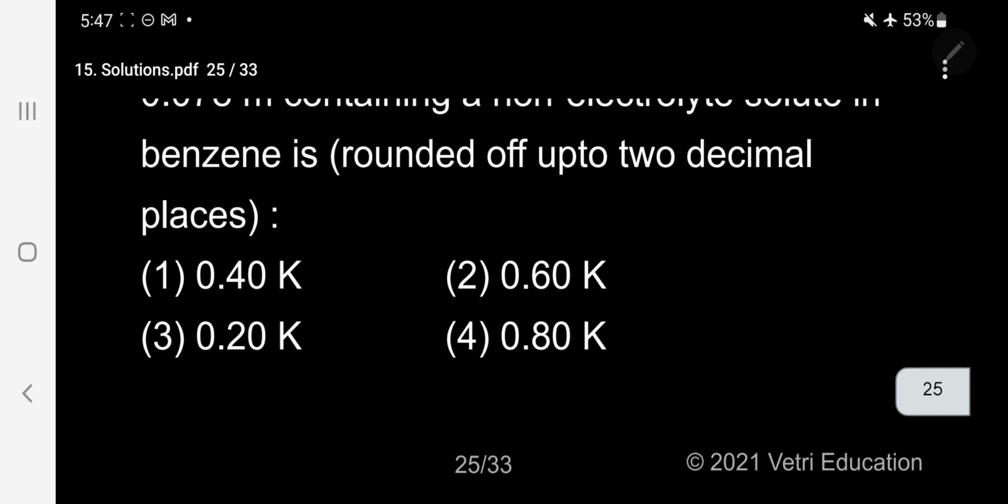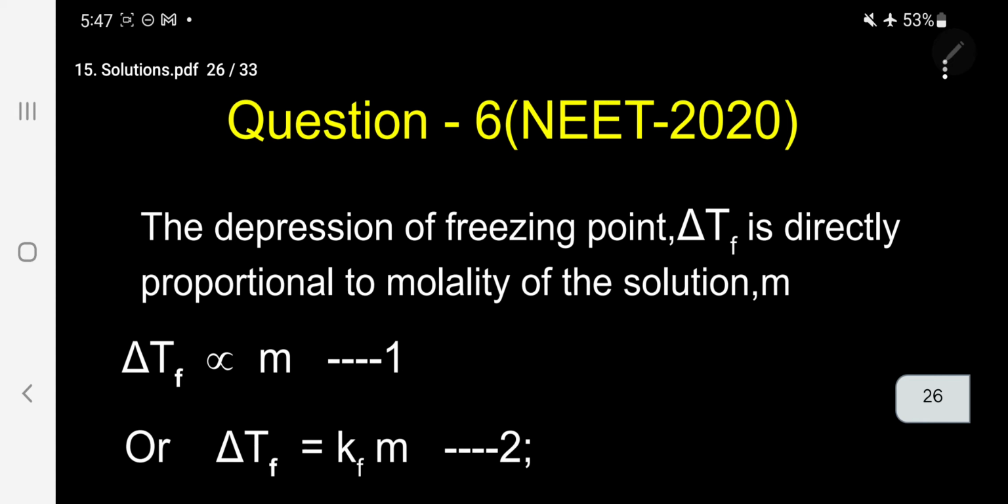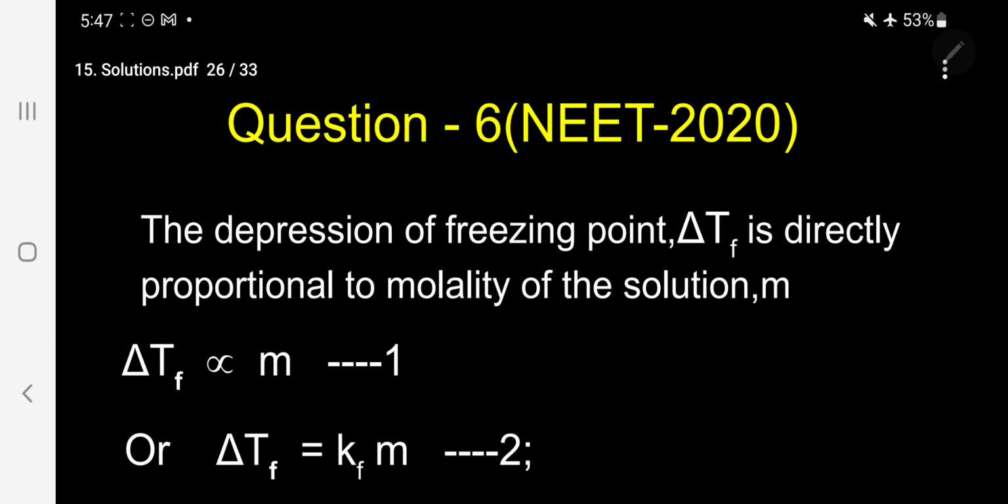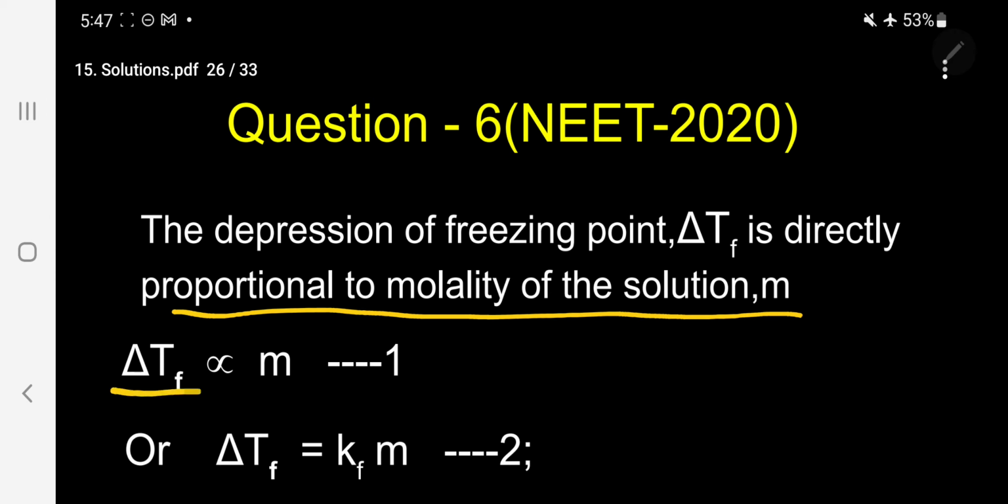So let me explain, kindly follow me. In this case, we are using the depression of freezing point. As you know already, according to Raoult's law, the depression of freezing point delta Tf is directly proportional to the molality of the solution. Putting in the proportionality constant Kf, delta Tf equals Kf times m, where Kf is the molal depression constant and m is the molality. Please follow.